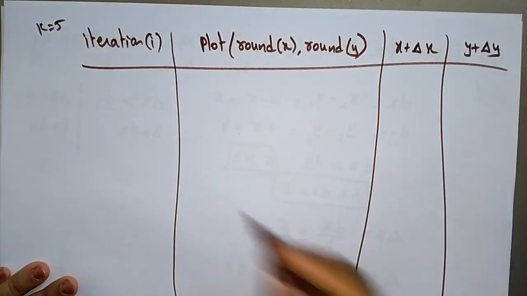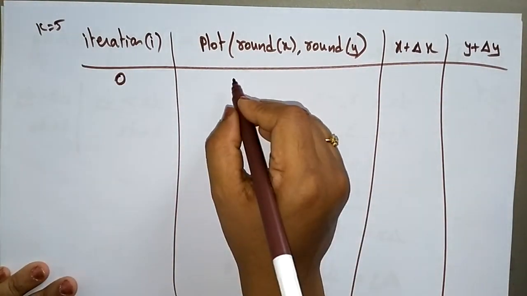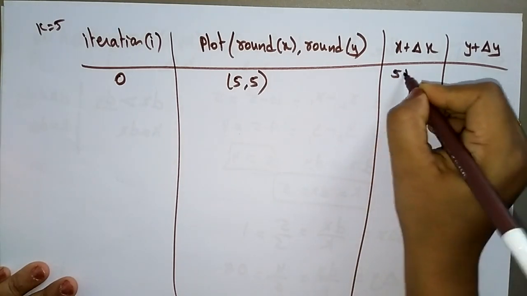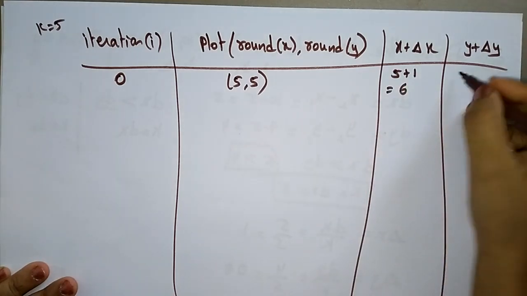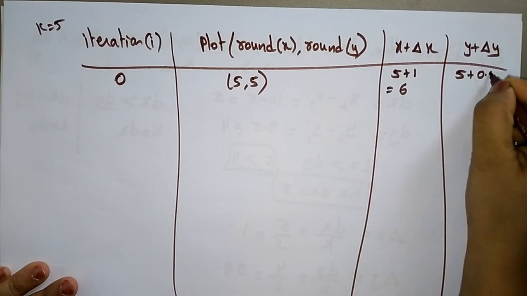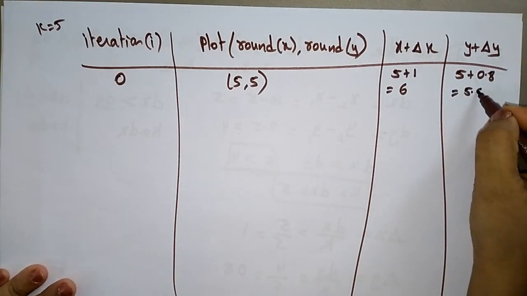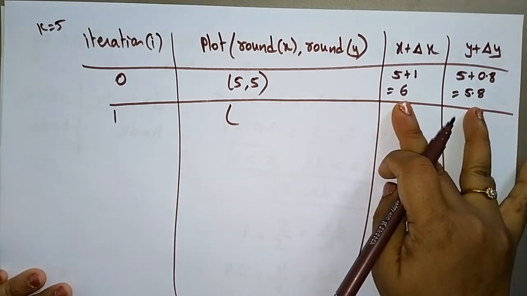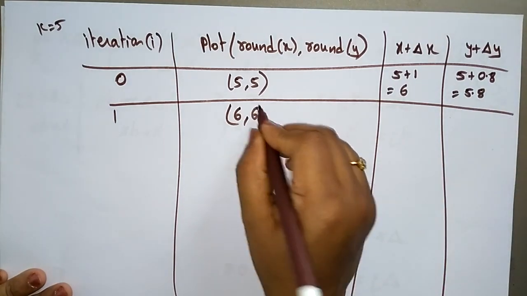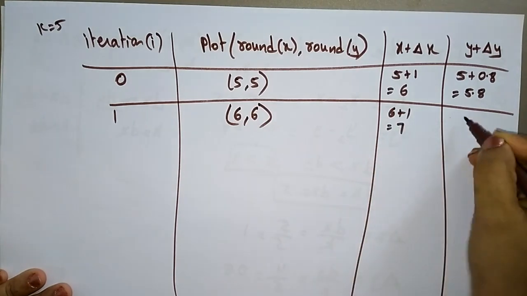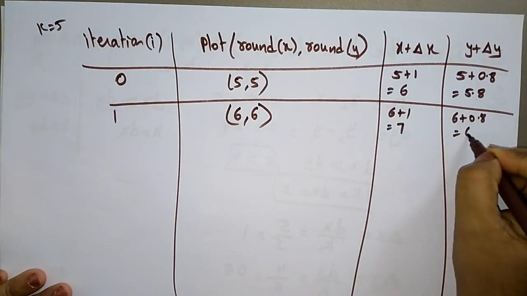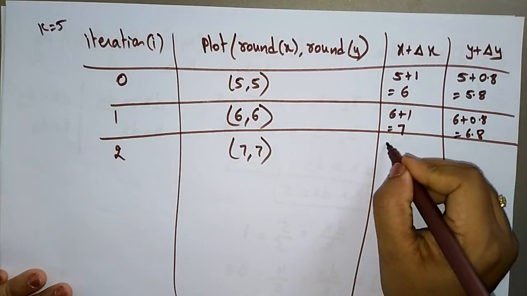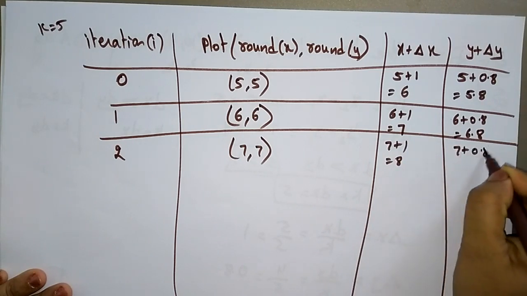First let me take the starting iteration, that is 0, and the first point, x1, y1, is plotted on the graph. That is 5, 5. Then x plus delta x, that is 5 plus 1, it's nothing but 6, and y is 5 plus delta y 0.8, it's nothing but 5.8. Now the next iteration. You have to round off these new values, that is 6, and 5.8 is nothing but 6. Now 6 plus 1 you will get 7, and 5.8 plus 0.8 you will get 6.6. Then 7 and 6.6 rounds to 7.